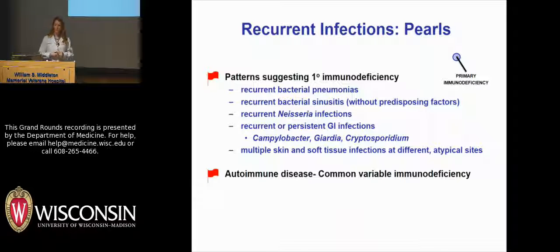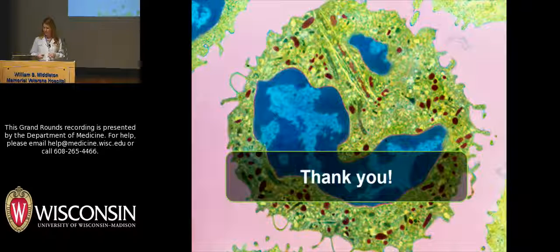Common variable immunodeficiency, the one you really need to think about in adults with these patterns, is often associated with autoimmune disease. So if the patient has autoimmune disease, have this be a trigger for, well, maybe there's something else underlying the recurrent infection. And then, of course, the family history, these are inherited disorders. So if the patient gives a strong history of autoimmune disease or a history of primary immunodeficiencies, take that into consideration. And with that, I'd like to thank you for your attention, and I'd be happy to take any questions.